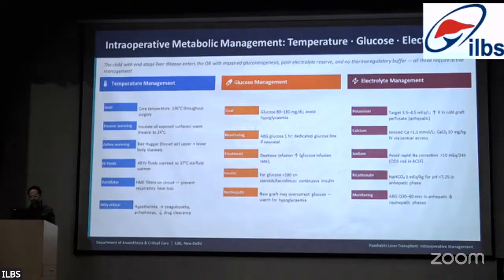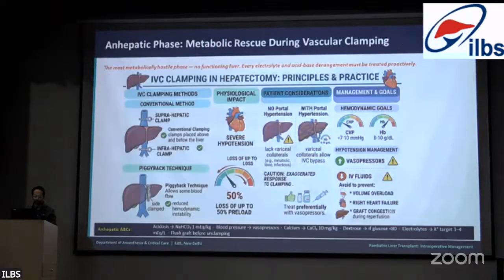Potassium should be maintained between 3.4 to 4.5, and ionized calcium level should be more than 1.1. Both of these can be maintained by infusions, and when potassium is high, we can use a GI drip. Avoid rapid correction of sodium. And all this should be monitored. Coming to the anhepatic phase, this is the most metabolically hostile phase. There is no functioning liver, and all electrolyte and acid-base derangements must be treated proactively.